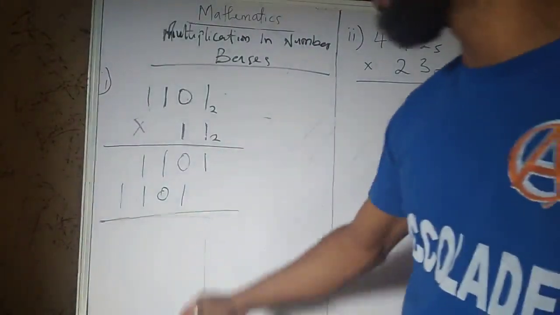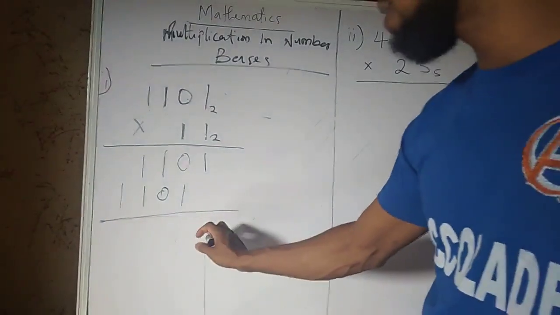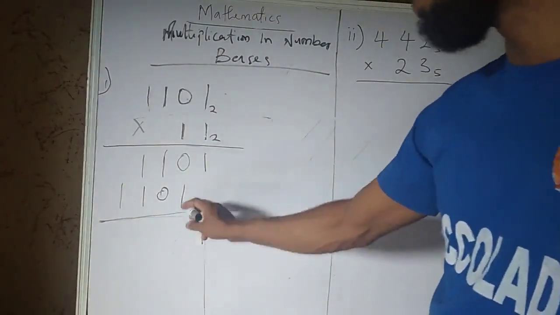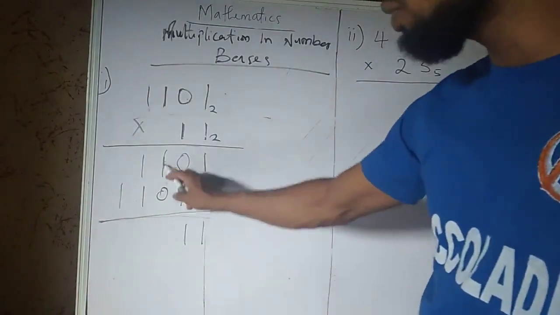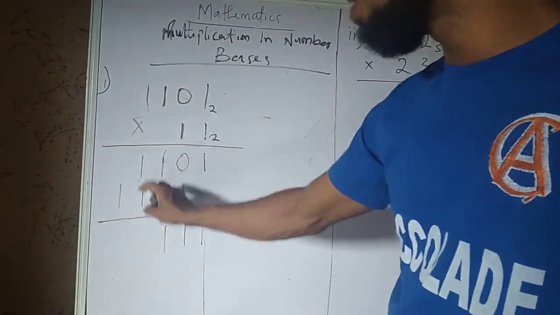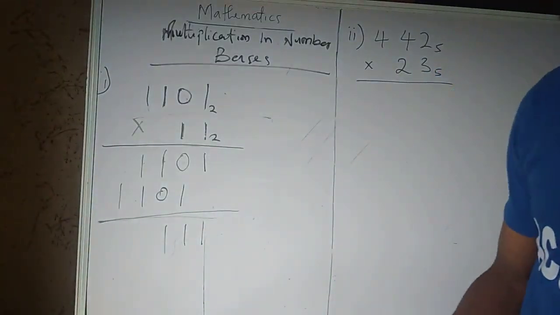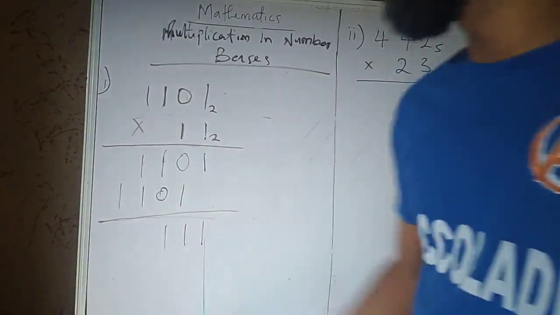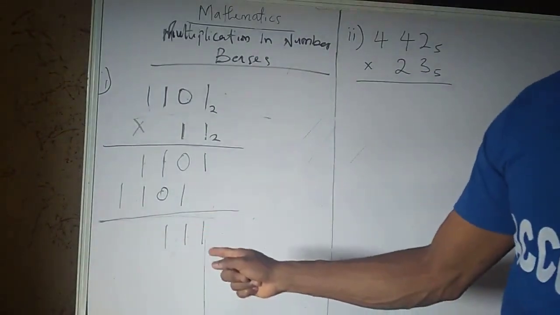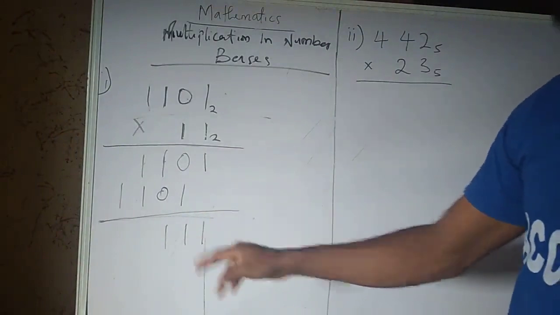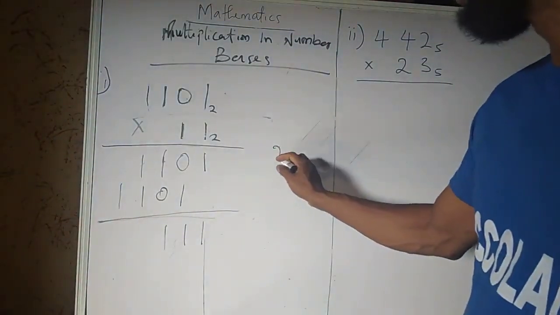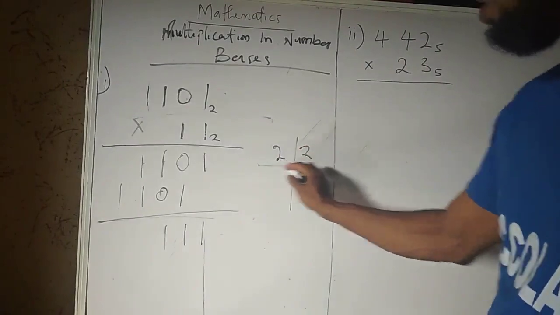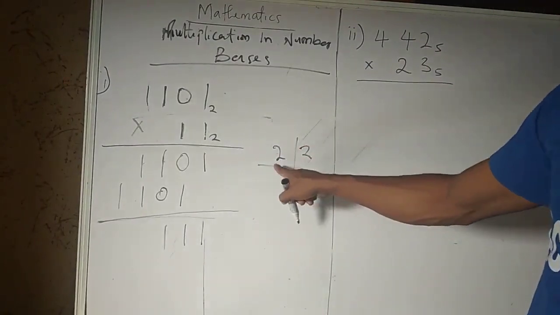So we add both of them. 1 here comes down and you have 1. 0 plus 1 is 1. 1 plus 0 is 1. 1 plus 1 is 2. But 2 as a digit is not allowed in base 2, so we have to convert that to base 2.